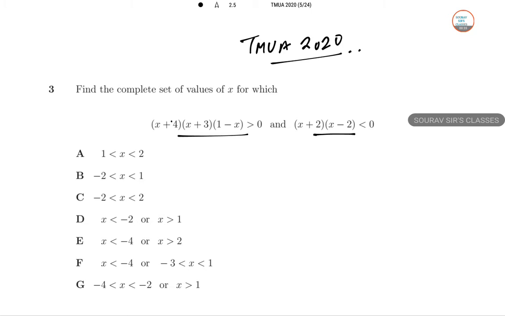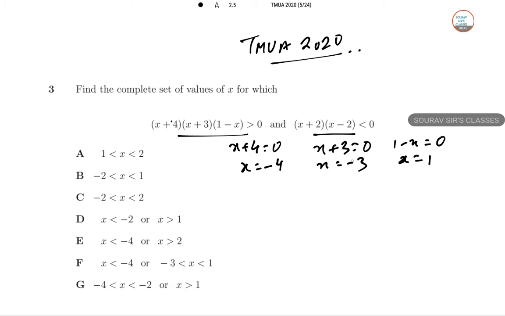The first gives x plus 4 equal to 0, so x equals minus 4. If x plus 3 equals 0, that gives x equals minus 3. If 1 minus x equals 0, that gives x equals 1. So there are three critical values: 1, minus 3 and minus 4. Now, where exactly does x lie, if that is our concern?